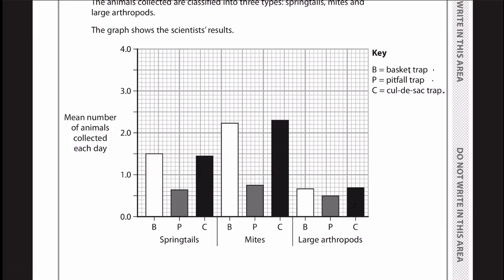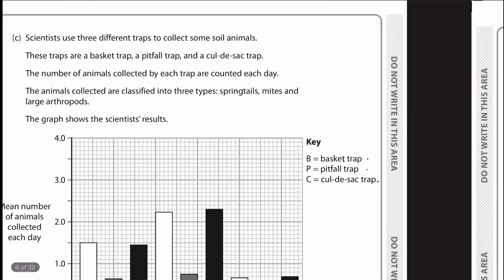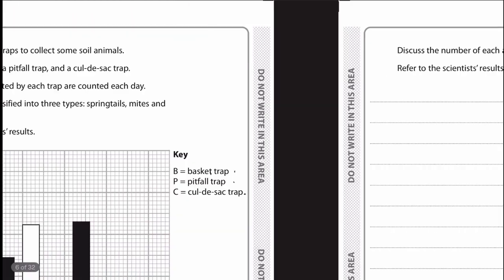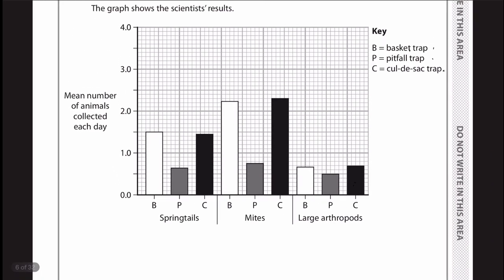Now we'll go back to the graph in a second, but let's first check what their question is. So it's asking us to discuss the number of each animal type collected by the 3 traps and refer to the scientists' results in the answer. Wow, very, very interesting question.